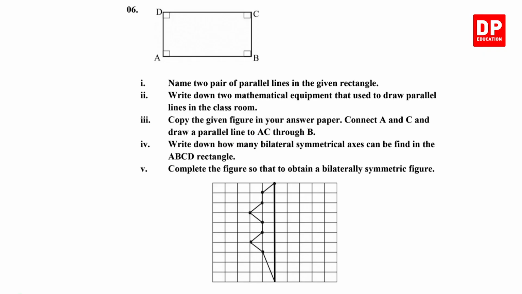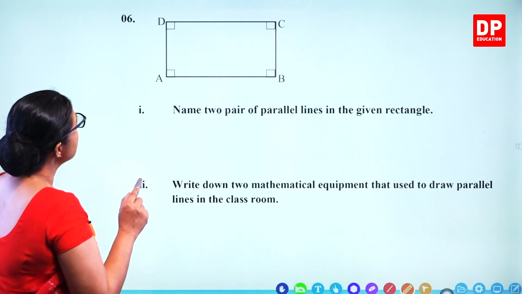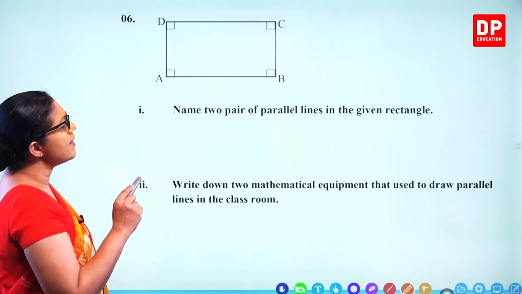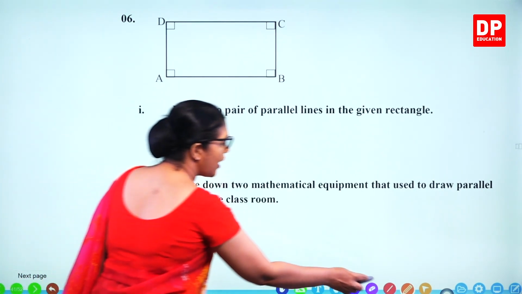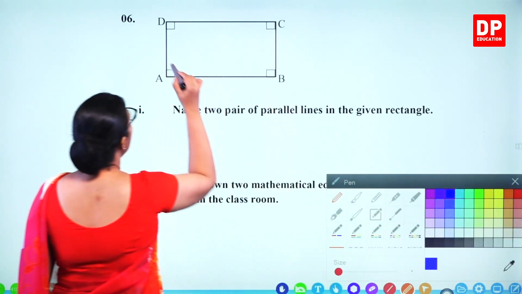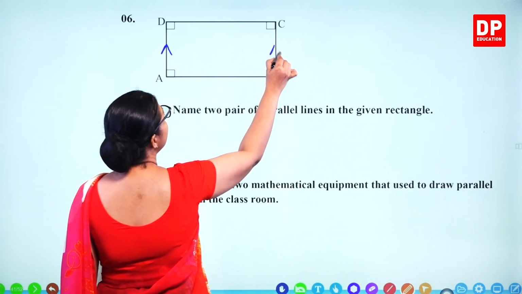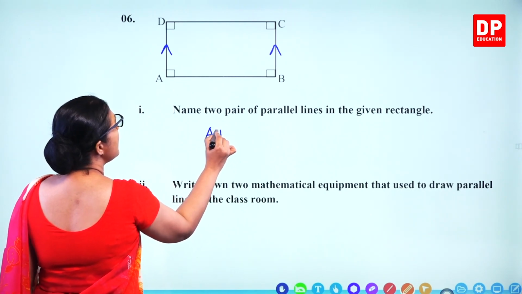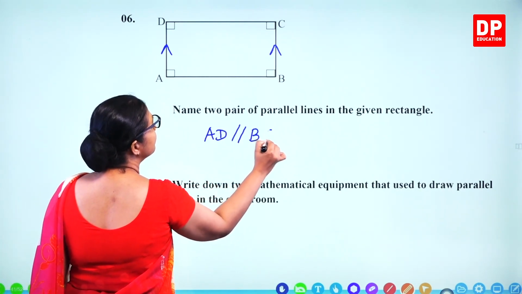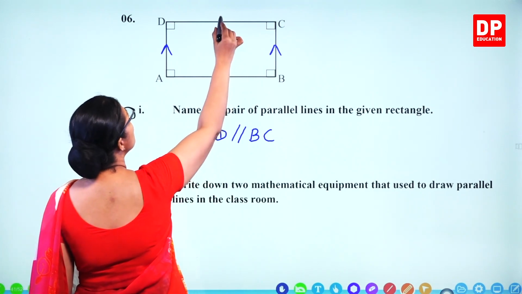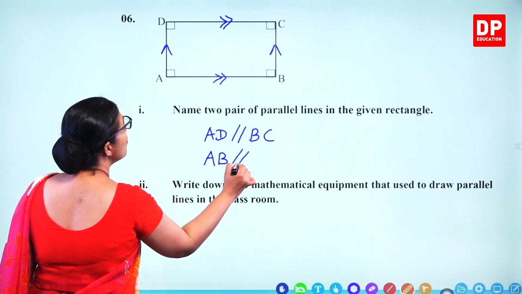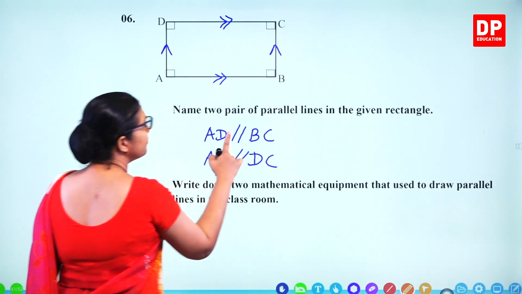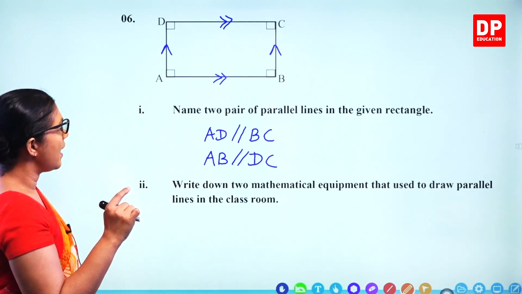Question number 6. 5 parts are there. That's a rectangle. Name two pairs of parallel lines in the given rectangle. Opposite sides are parallel. So how can you write down the parallel lines? You can write AD is parallel to BC. Or this way, these two lines are parallel. AB is parallel to DC. So those are the two pairs of parallel lines.